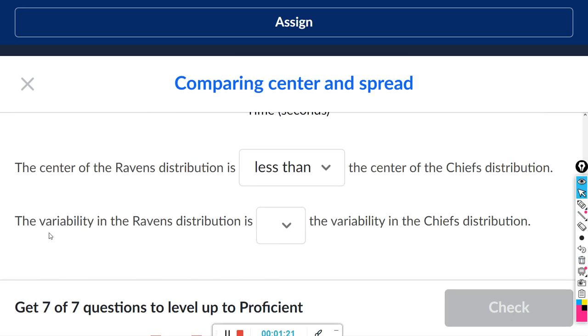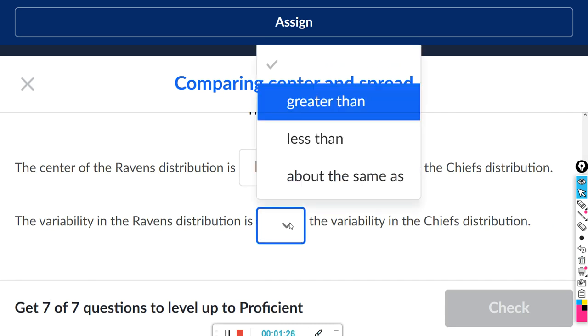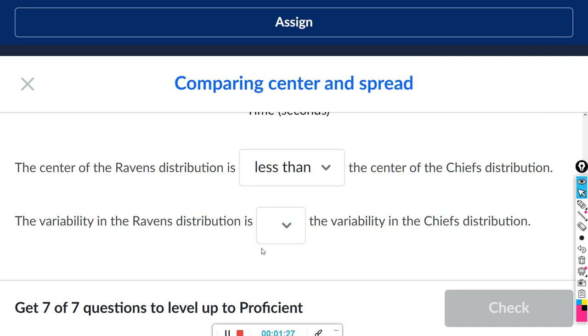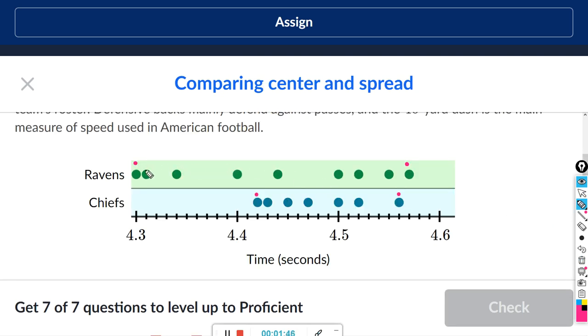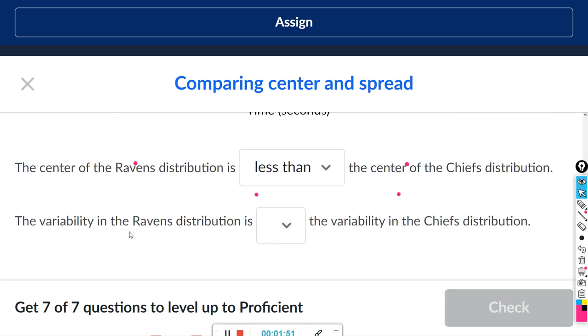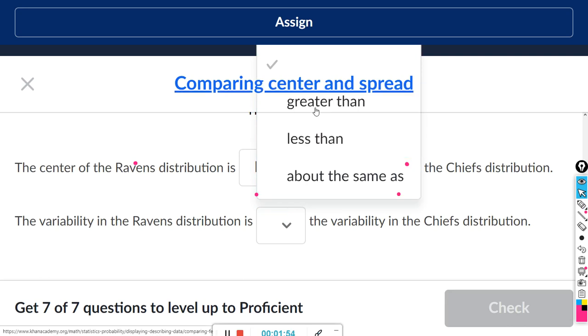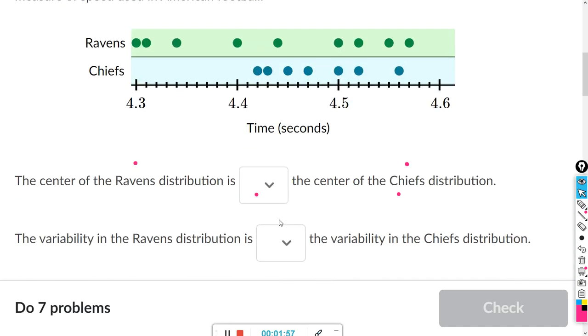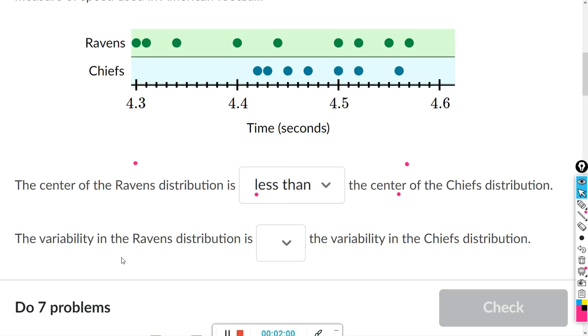Alright, and now the follow-up question. The variability for the Ravens and the variability for the Chiefs. Same type of question. So we can see for the Ravens that it varied much more. So the one for the Ravens has more variability. So the variability in the Ravens is going to be greater than the one for the Chiefs. So that's greater than.